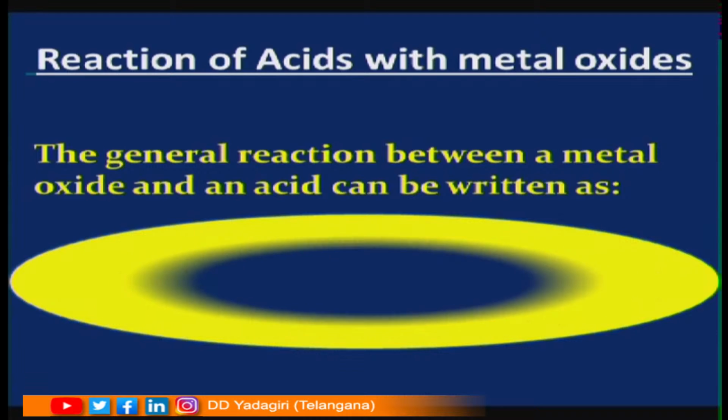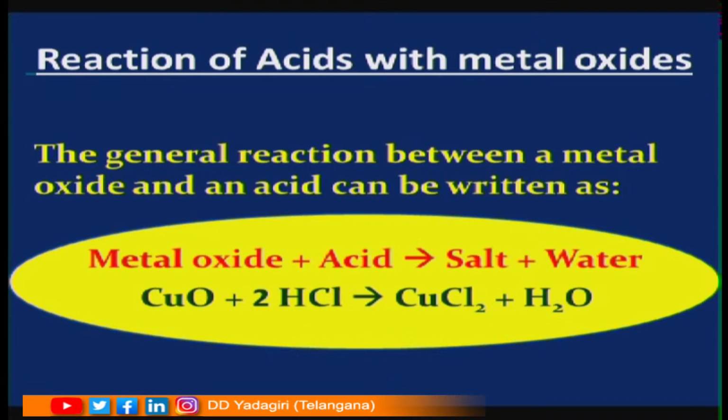What happens whenever a metal oxide is added to an acid? It turns to salt along with the formation of water, which we can see in the form of an equation. Here a metal oxide is added to an acid, and it is turned to salt and water. Here we are taking our example copper oxide and hydrochloric acid. Whenever hydrochloric acid is added to copper oxide, it is turned to copper chloride.